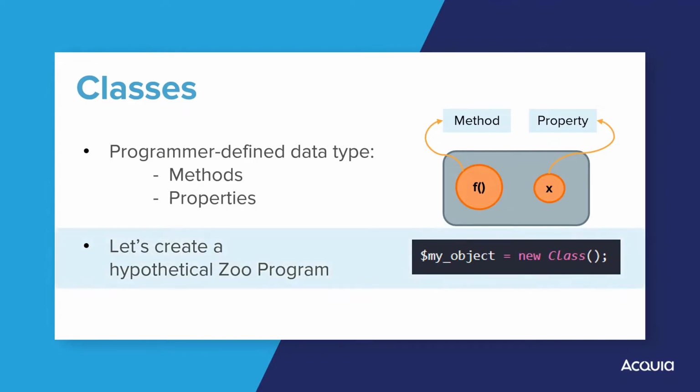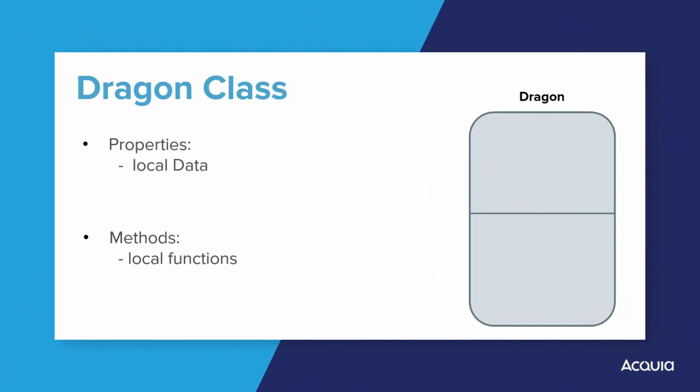As a hypothetical example, let's imagine creating a zoo program. We could make an animal class to populate the zoo with animal objects. So let's add dragons to our zoo. We will need a dragon class that is used to instantiate dragon objects. What properties do you think a dragon has? And what types of actions might a dragon do?